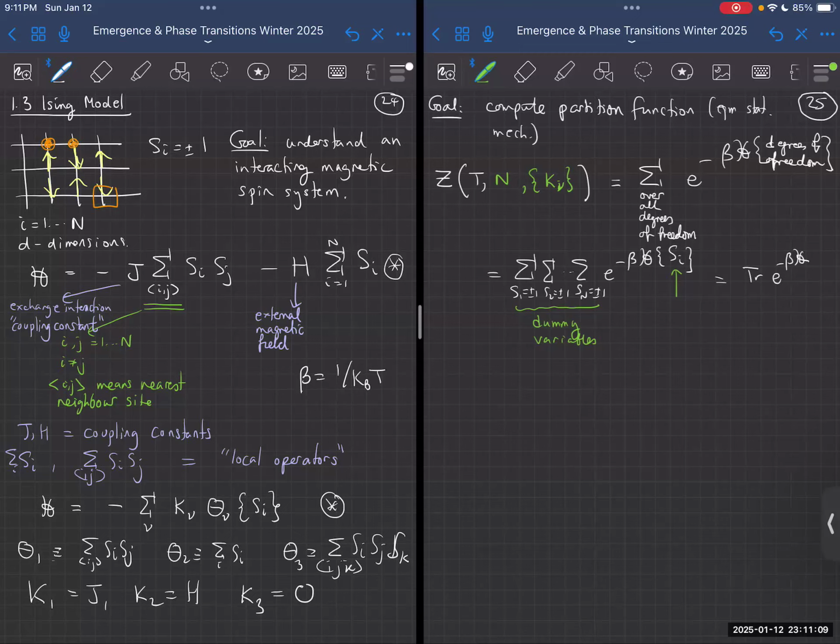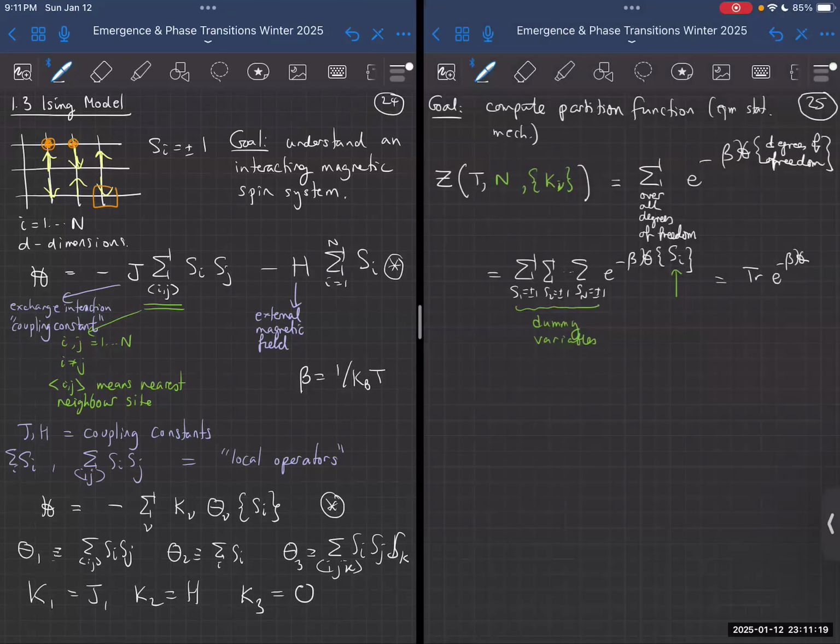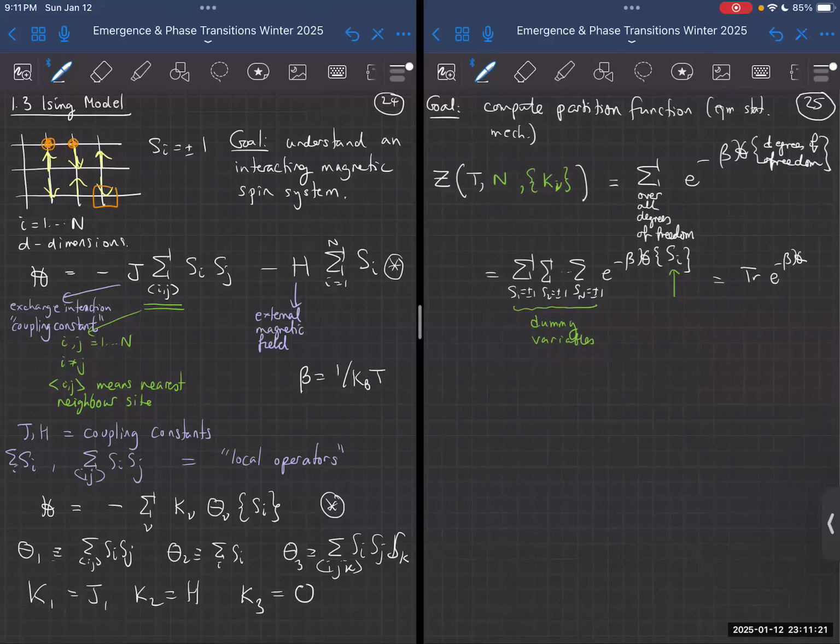Okay, so that's the rules of statistical mechanics. That's how you compute the partition function. And why do you want to compute this? You want to compute this because if we compute the partition function, then that gives us the Helmholtz free energy.